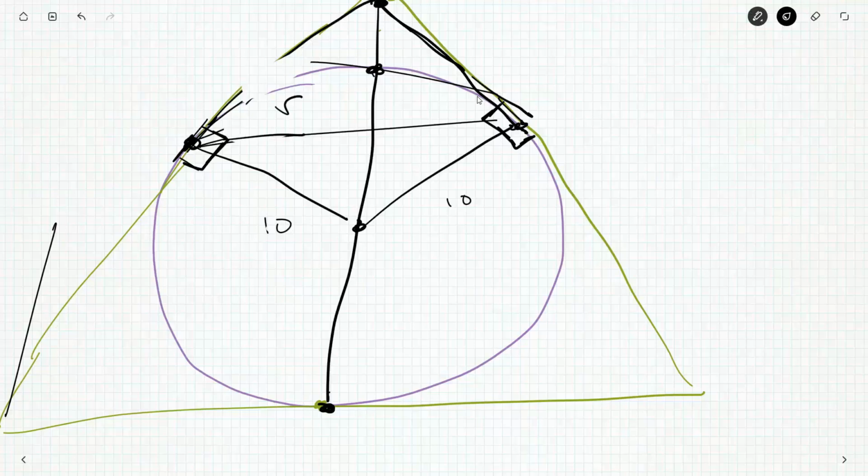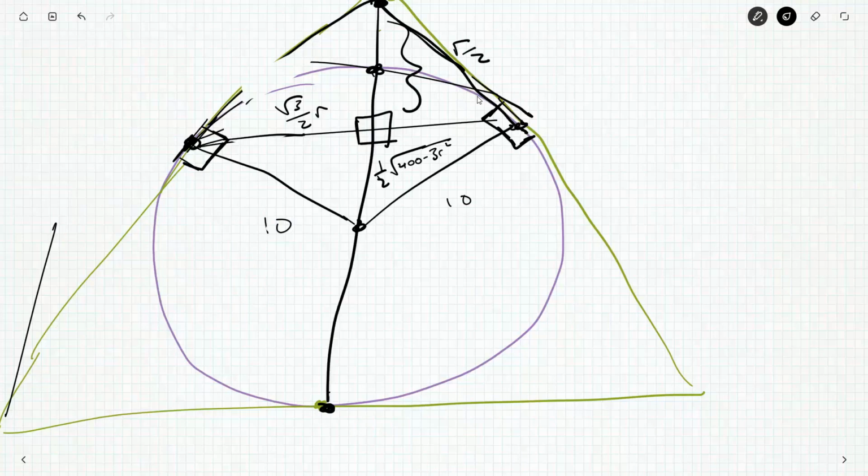So what else do we have? We've got root 3 over 2r. These have to be right angles because that's how we figured it out. Figured out by Pythagoras that we have 1/2 400 minus 3r squared in here. And then this is r by 2. And so we've got a bunch of these 10s. That's fine.